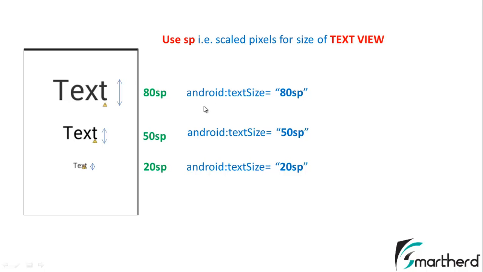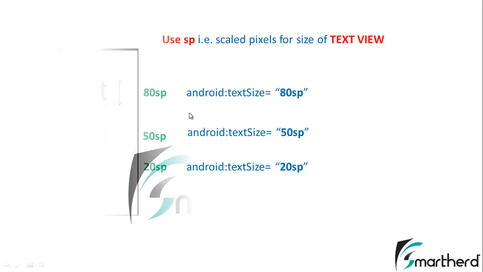I will have the proper discussion on scaled pixels and density independent pixels in the upcoming tutorials. Just as of now, remember, for the text we use sp, and for the dimensions of the buttons and other layouts or views we use dp, right? So just stay tuned guys, these tutorials are just for you only. We are going to make an awesome application on Android Interview.